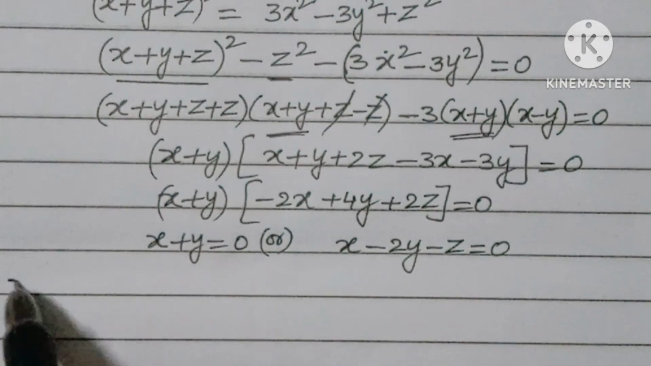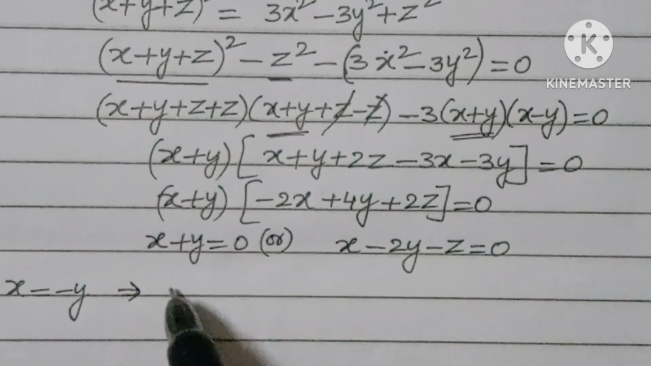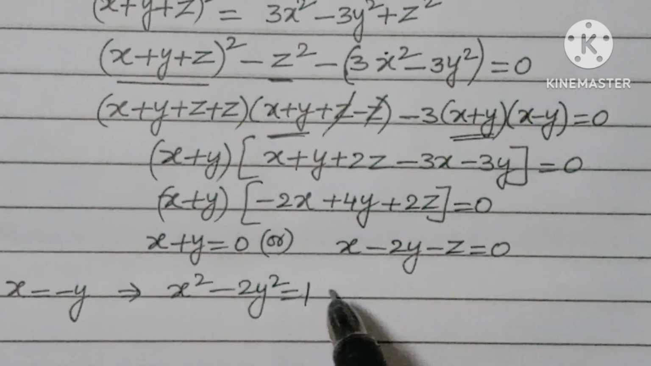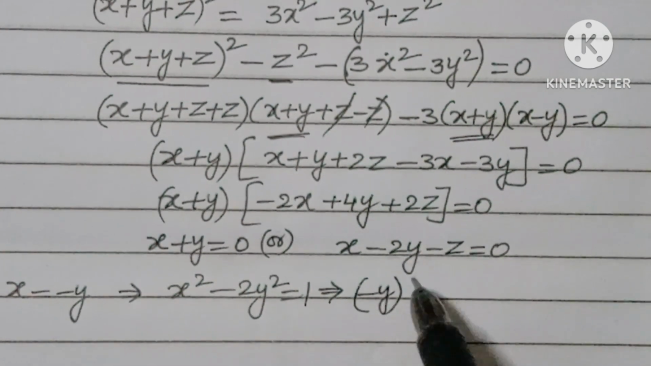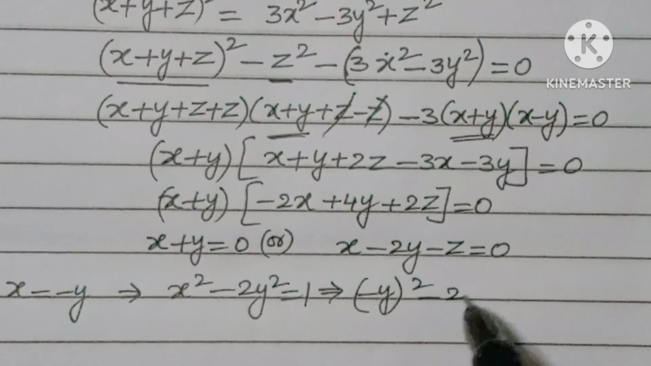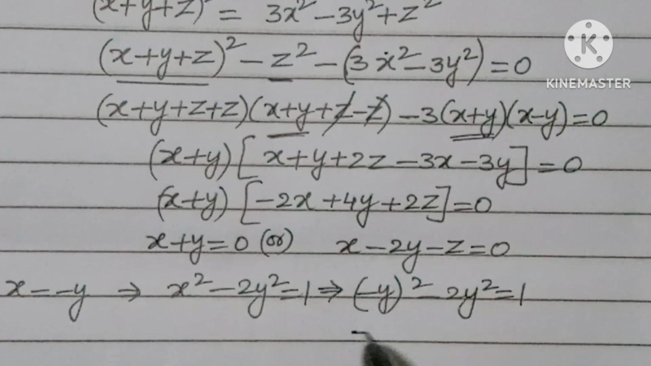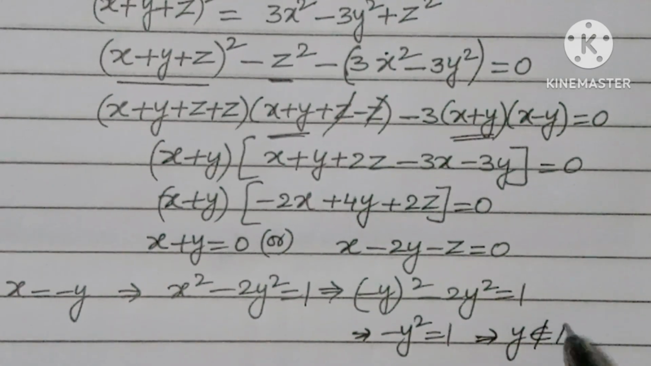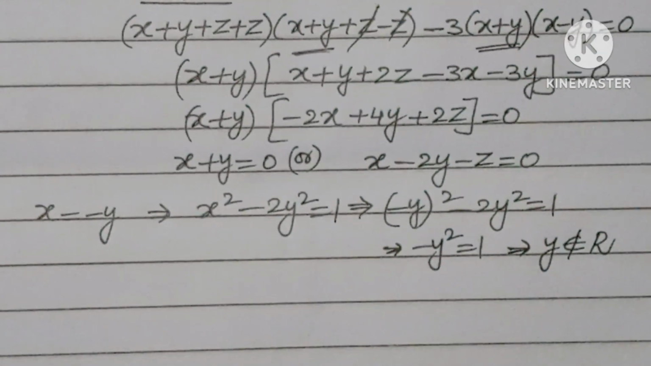So here x is equal to minus y. Replace this in the first equation, x square minus 2y square equal to 1. Then what will we get here? Minus y square minus 2y square equal to 1. So you'll get minus y square equal to 1. But y does not belong to R. You will get the square root of minus 1 as the y value.